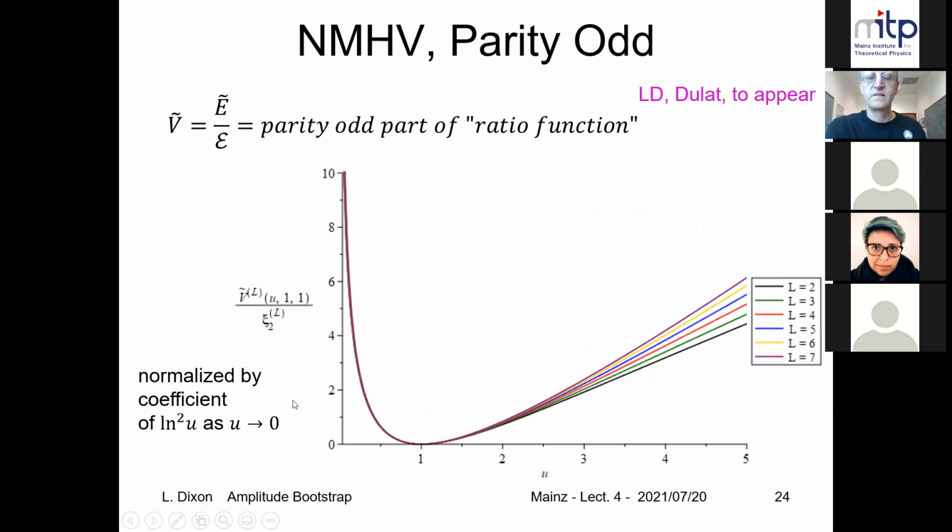In this case, we chose to normalize the answer. There wasn't a great way to normalize it by a fixed quantity. So we normalize it by the coefficient of log squared u in the u goes to 0 limit. But when you do that, you see that the shapes are very similar. They lie almost on top of each other for moderately small u, and they just tend to fan out at larger values of u. So again, generically, shapes are very similar from one loop order to the next for generic values of u.